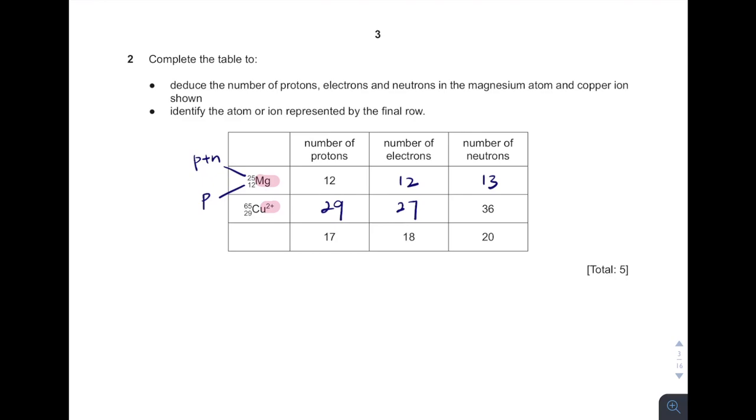Next one, what is the element with 17 protons? If you refer to the periodic table, it is Cl. The nucleon number is protons plus neutrons, 17 plus 20, which gives 37. But if you check the numbers of protons and electrons, there is one extra electron. Therefore there is a charge of negative 1.